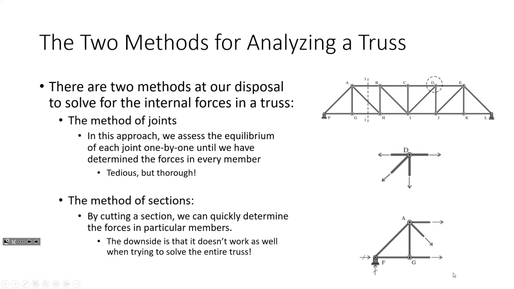As I said, the two methods for analyzing a truss are the method of joints and the method of sections. We're only going to have one lecture on the method of sections. The method of joints is really the one that we're going to spend most of our time focused on, because, I mean, we're structural engineers. I think that in most scenarios, the force in a member here and there really doesn't help us out. We need to know the force everywhere. We need to know every force in every member for multiple reasons.